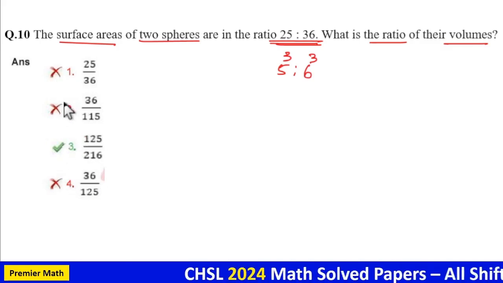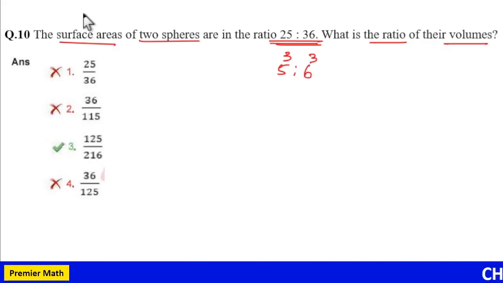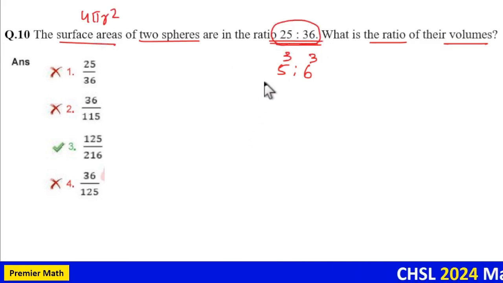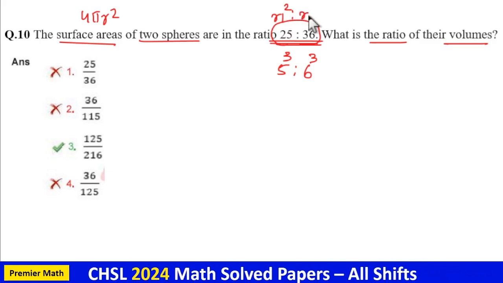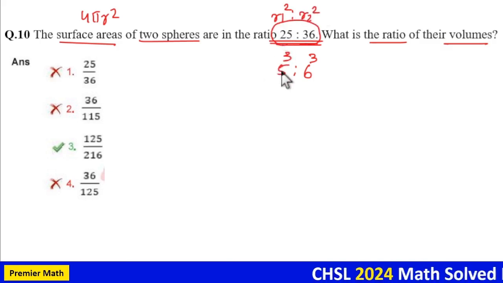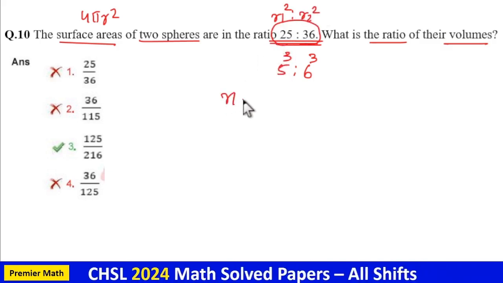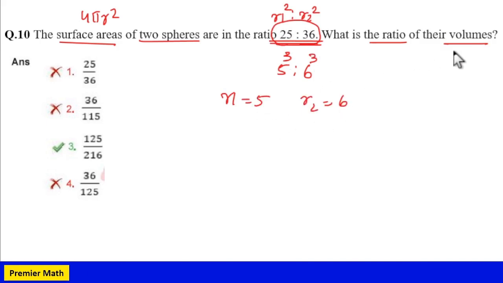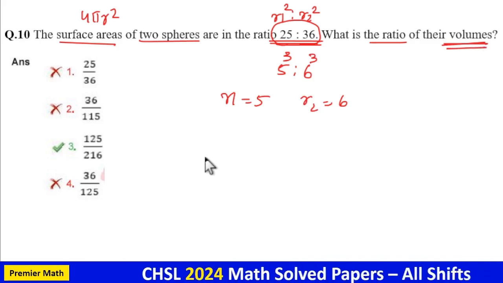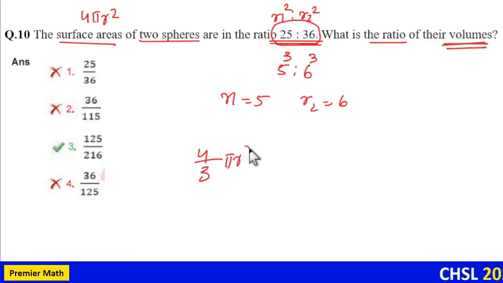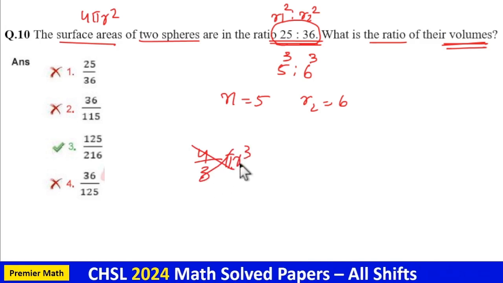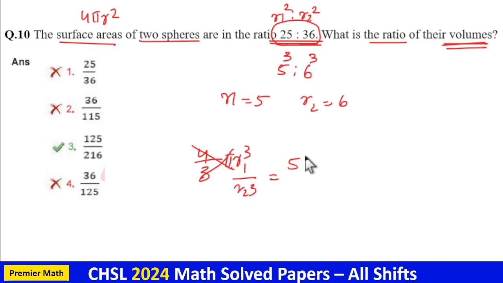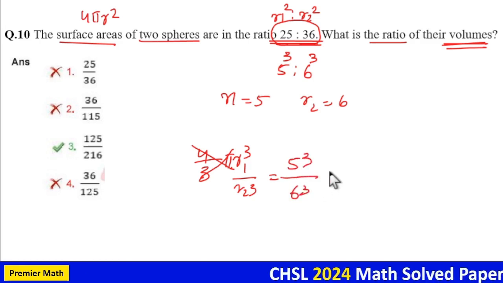125 by 216. That is, surface area means 4 pi r square, which means this 25 is to 36 means this is R1 square is to R2 square. Then from this R1 is 5 and R2 is root 36, 6. Then their volume ratio means volume is equal to 4 by 3 pi r cube. But we don't need 4 by 3 pi. We just take R1 cube by R2 cube, which is equal to 5 cube by 6 cube, that is 125 by 216.